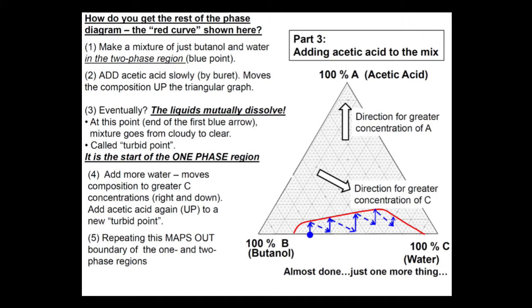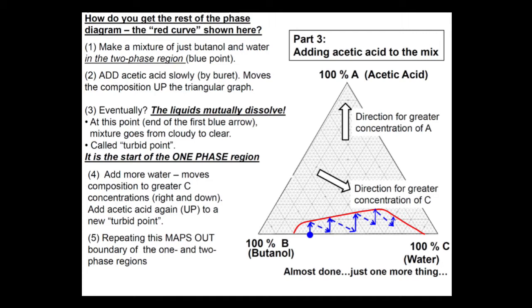And at some point, the acetic acid addition is going to cause the butanol and water and acetic acid to all become mutually soluble. So instead of it being 2 layers, it'll be 1 layer. So as you're mixing this mixture, and it's cloudy, and you're dripping acetic acid by drops from a burette into this stirred up water-butanol mixture, at some point this mixture goes from cloudy to clear. And that is what we call the turbid point.